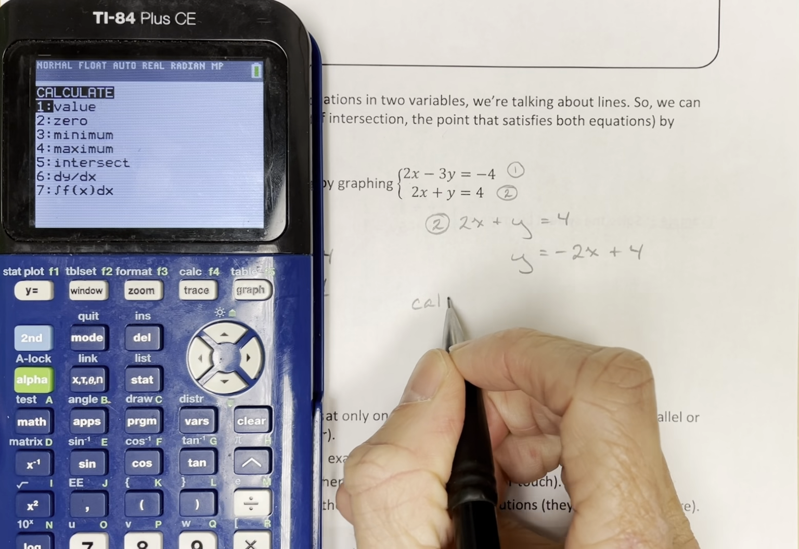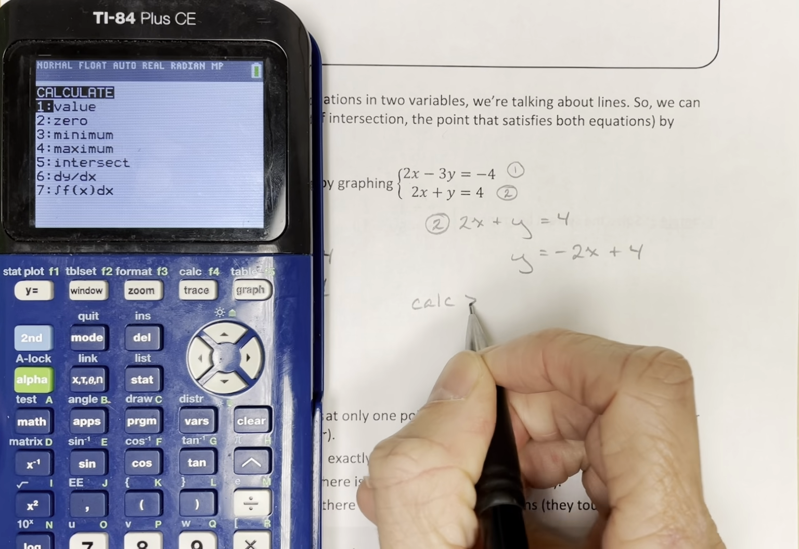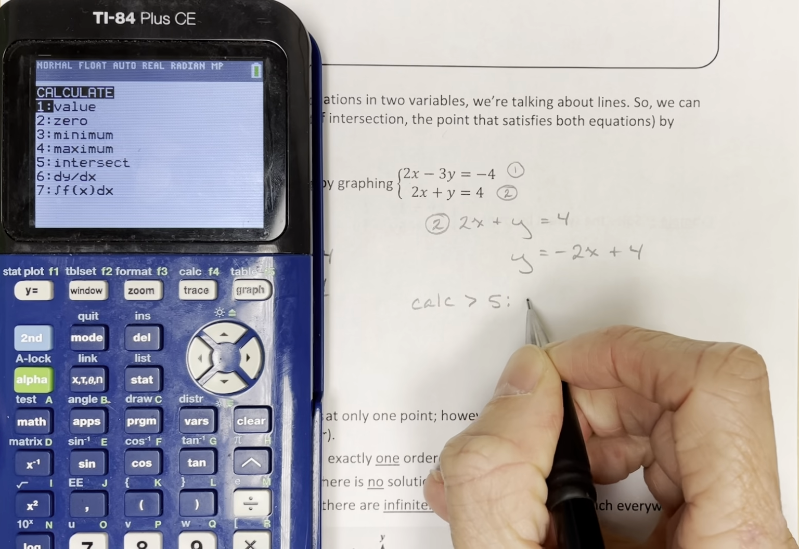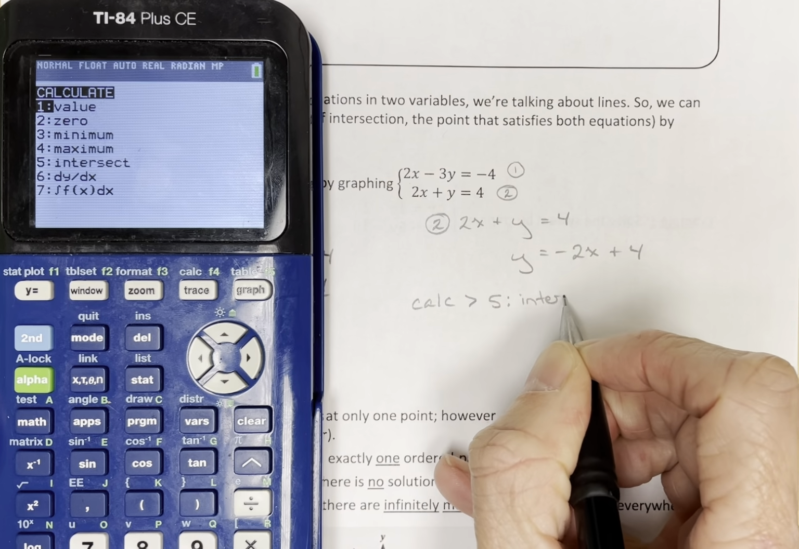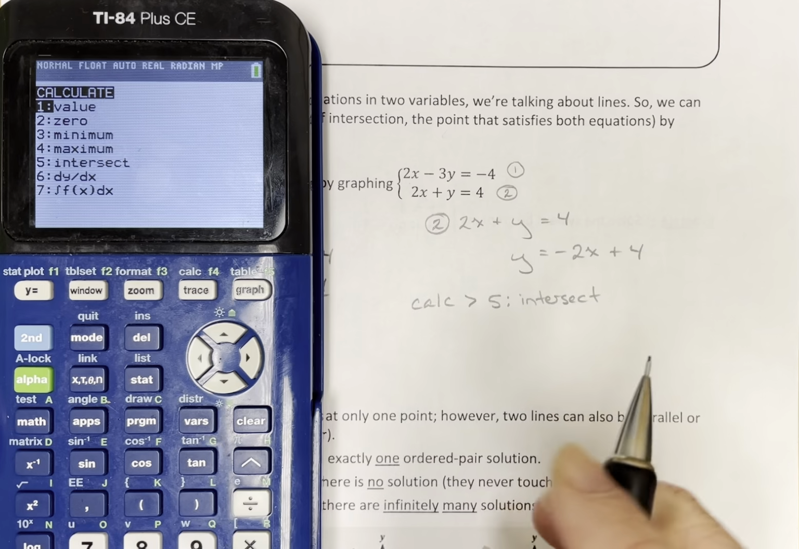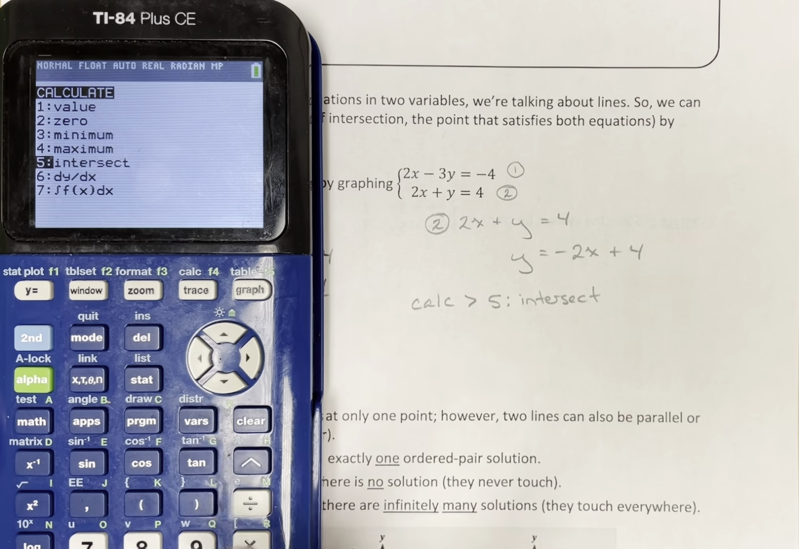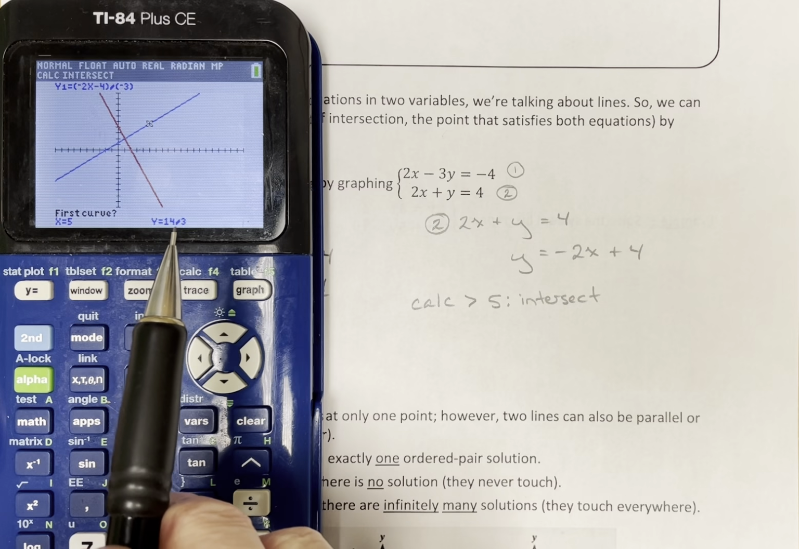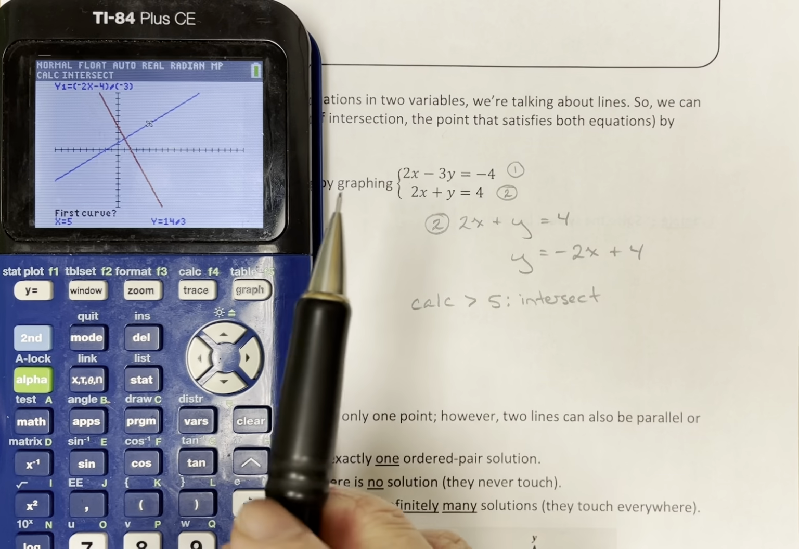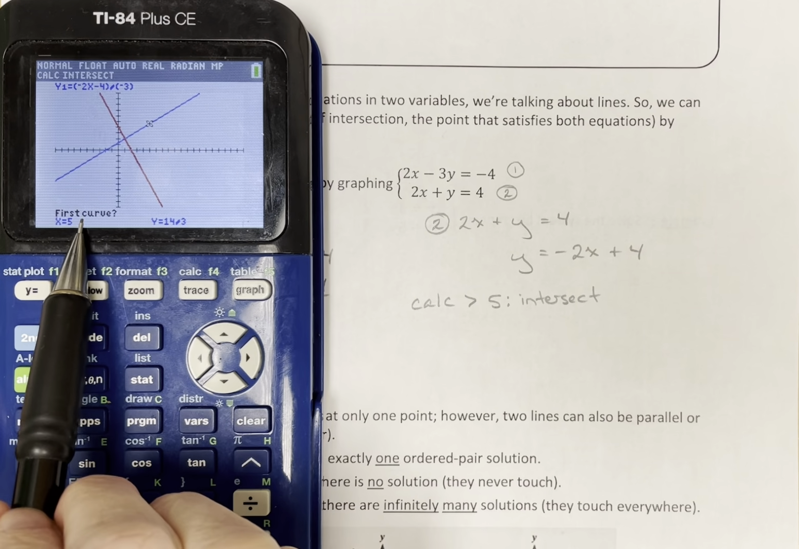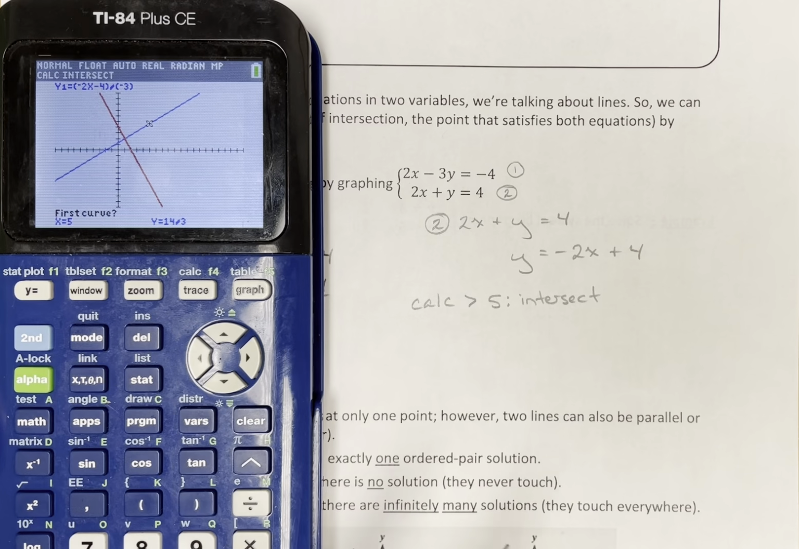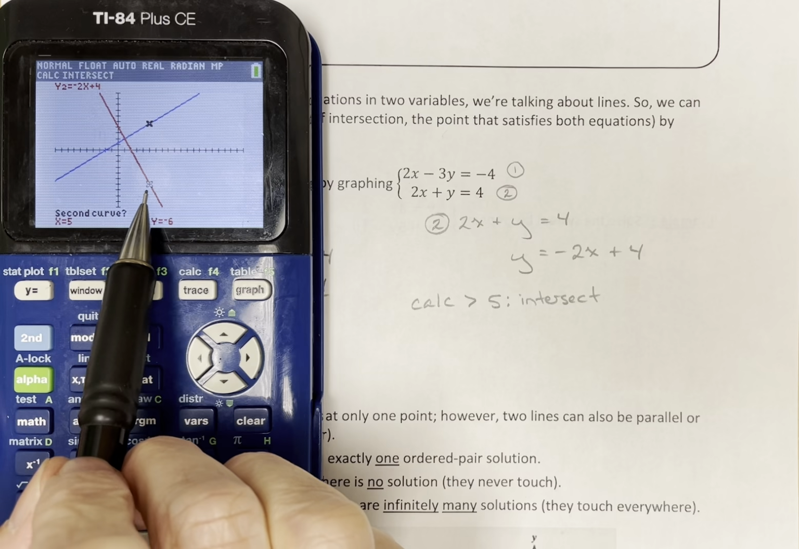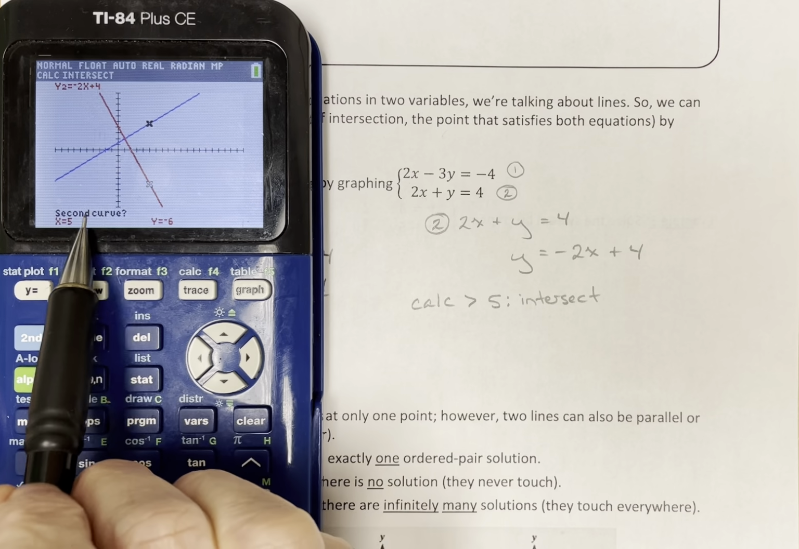We're going calc, and then we're going to number 5, intersect. Now the TI first wants to make sure that it knows the two lines you're talking about, in case there are more than two lines. So is this the first curve, the blue? Yes, it is. I'll press enter. Is this the second line? It's asking me right here. Yes, it is.